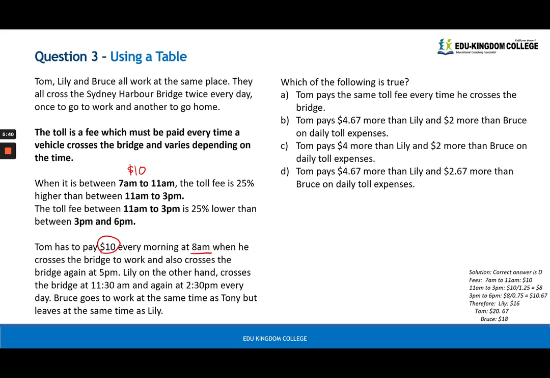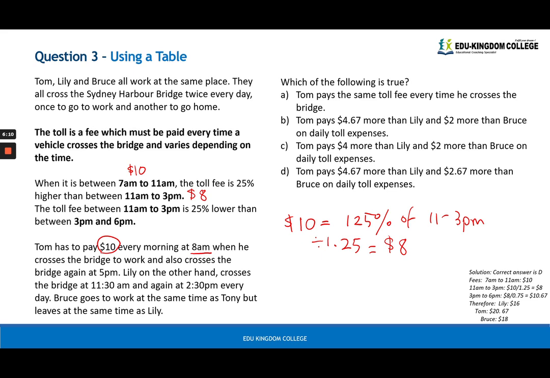Now this is 25% higher than 11 to 3. $10 is equal to 25% higher, so 125%. 100 is the base, the whole thing, plus an extra 25% of 11 to 3 p.m. So you can divide this by 125%, or 1.25. Okay, and you should get $8 for 11 to 3.